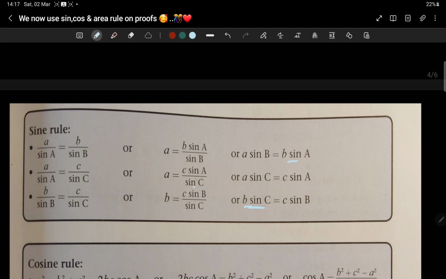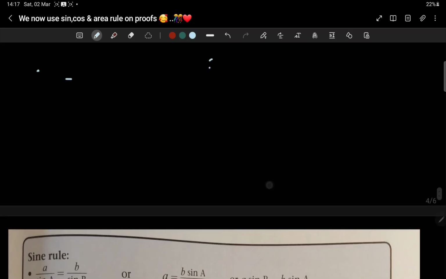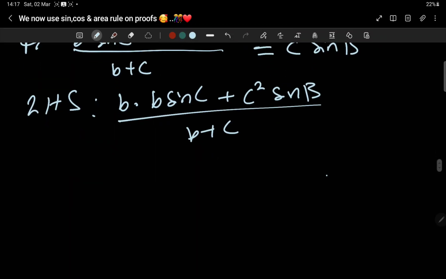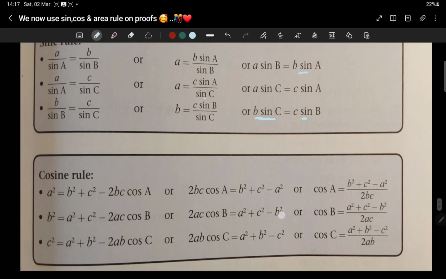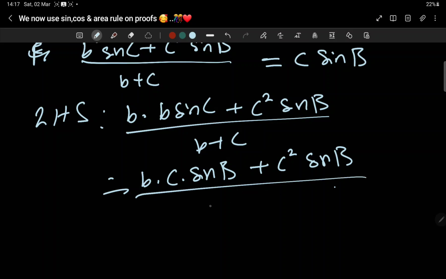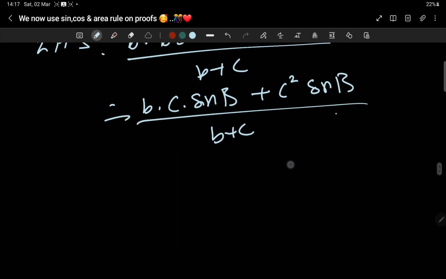B sine C equals C sine B, right? Yeah, B sine C equals C sine B. I did B sine C. Yeah, C sine B. So B into small letter C sine B, plus C squared sine B, everything over B plus C.